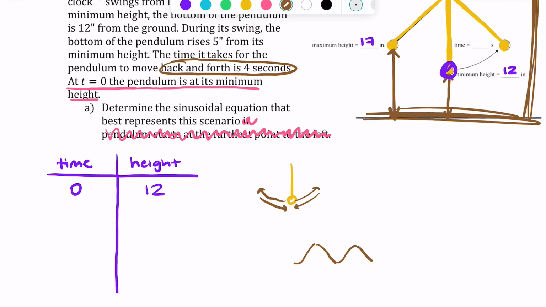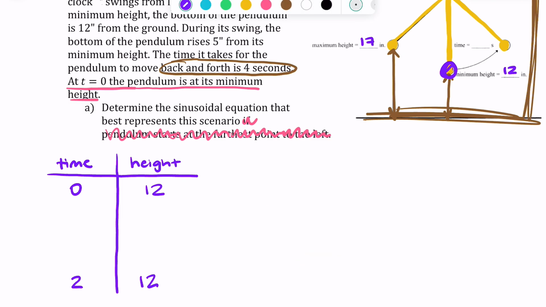I'm only interested in 1 full period. So when I take a look at this, my time isn't actually going to be 4 seconds at the very furthest point. It's only going to be 2 seconds. And at 2 seconds, it's going to reach back from its min back down to its min once again.